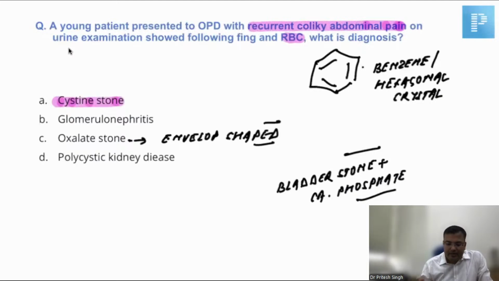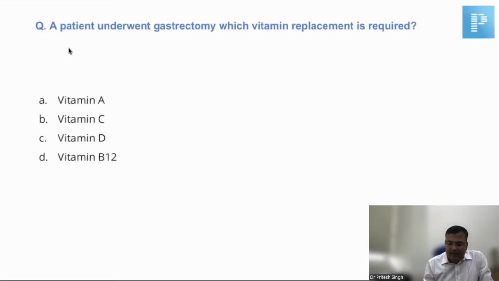Okay. So here, guys, the answer is cystine stone, right? Easiest question: a patient underwent gastrectomy. Which vitamin replacement is required?